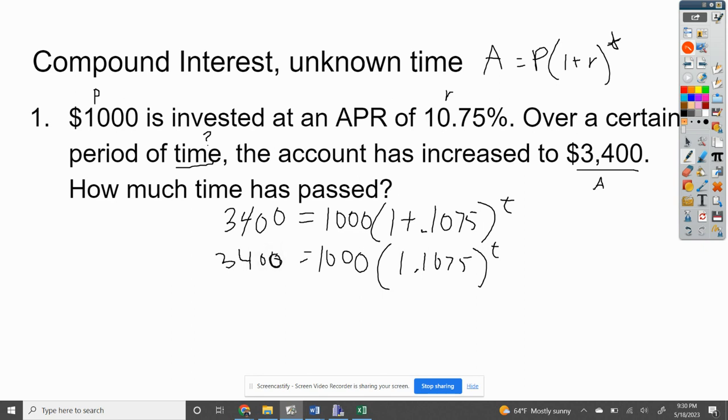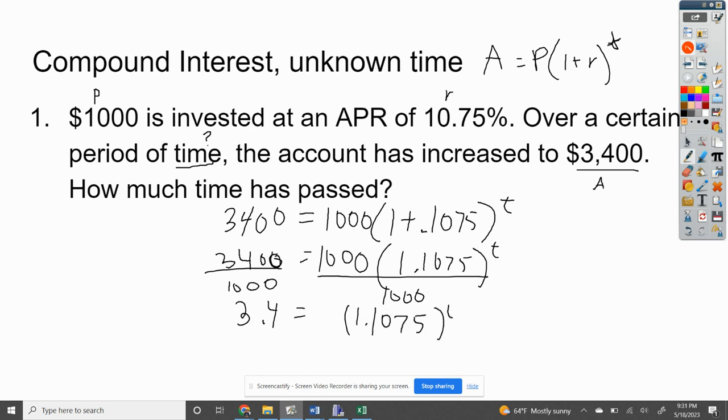All right, so if you're solving an exponential equation, when you find the variable that's in the exponent, whatever it's attached to, whatever its base is, you want to get everything else other than its base and its exponent away. And so that means my 1,000 has to go away. So I divide both sides by 1,000. And 3,400 divided by 1,000 is 3.4. And then what I'm left with on this side is 1.1075 raised to the power of T.